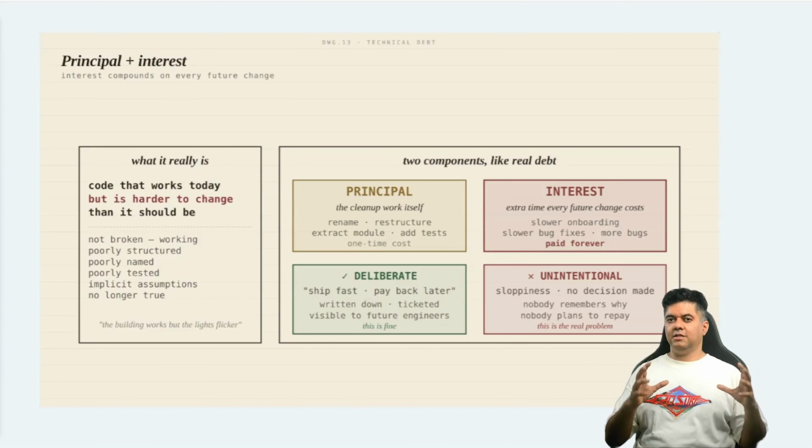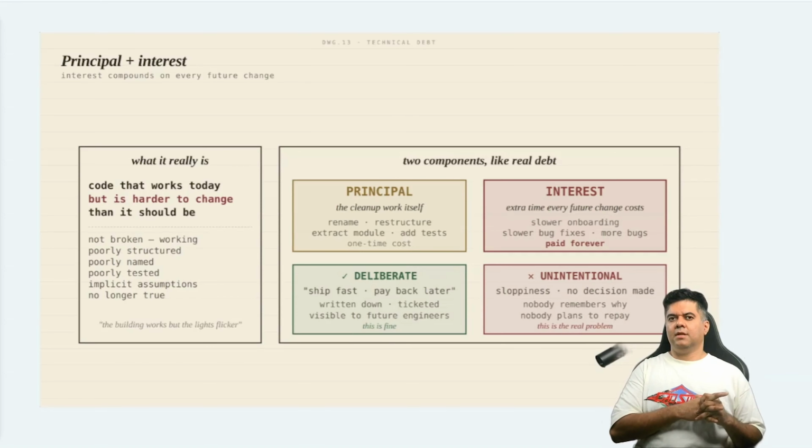The word debt is useful because debt has two components, principal and interest. The principal is the cleanup work that you would need to do to fix it. The interest is the extra time that every future change costs you because the debt is there. A badly named variable is small debt, low interest. The real problem is large-scale structural debt, like a service that grew to handle responsibilities it was never designed for, or a data model that made sense in year one but doesn't reflect the domain anymore, or a module that 6 teams all touch and nobody fully understands.